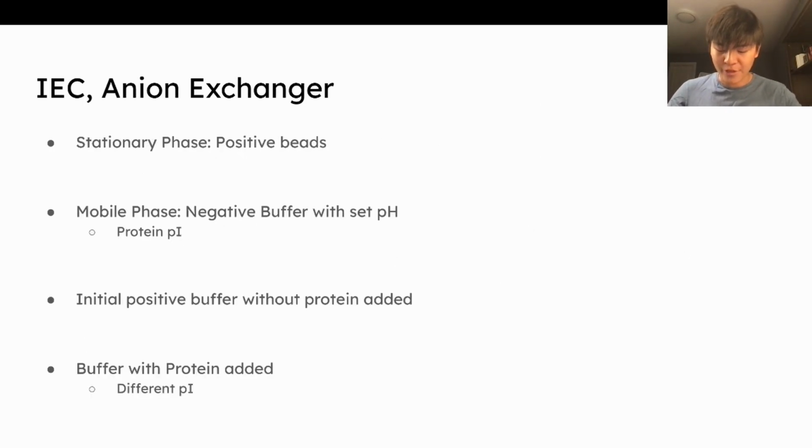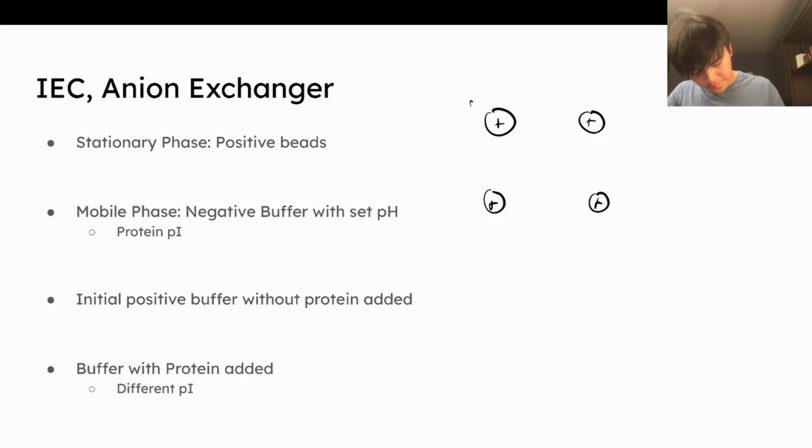I'm going to go over it again with anion exchanger chromatography. And this is the exact same, literally the exact same, except flipped. Now our stationary phase, instead of being beads that are negative, they're now positive. Who would have thought? In our buffer, instead of positive cations, we have negative anions as our buffer ions. And obviously we also have to set pH. Same thing as before, proteins will have different isoelectric points.